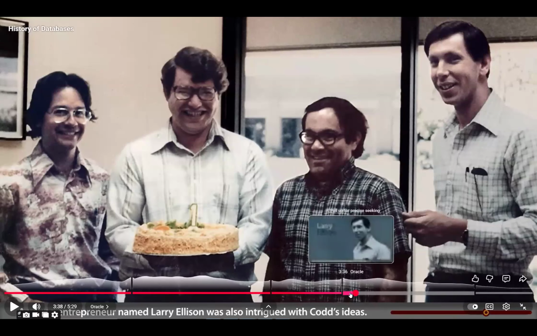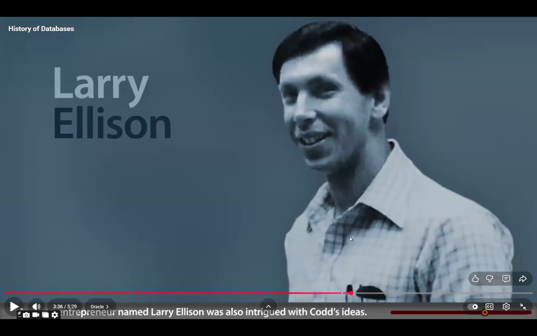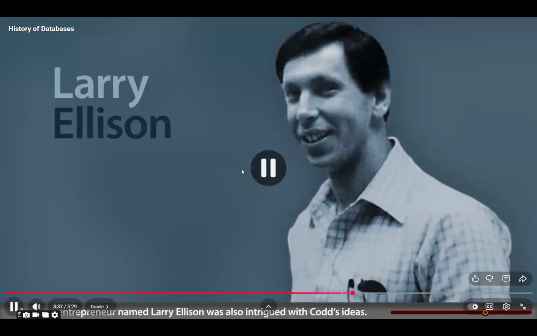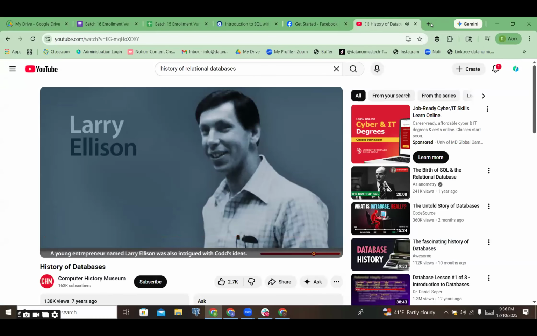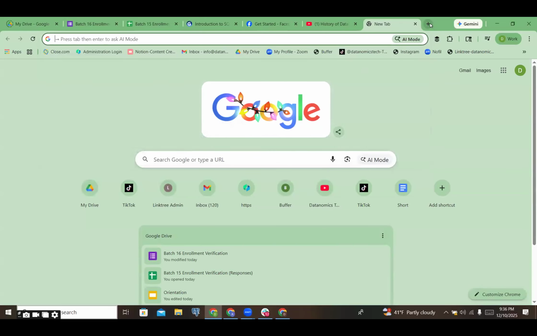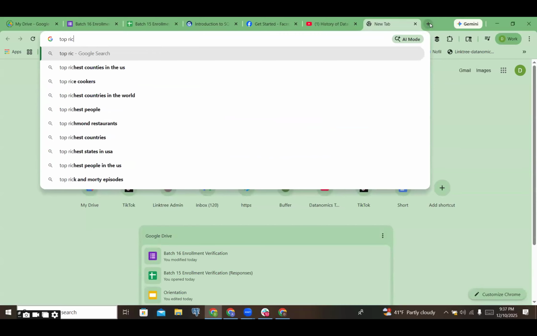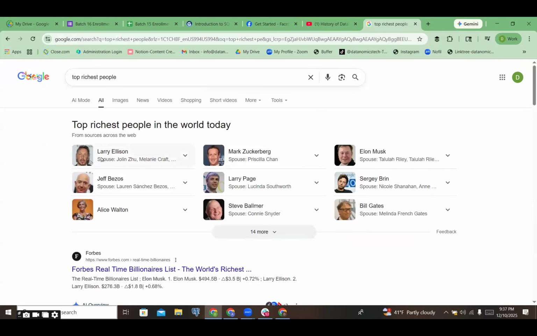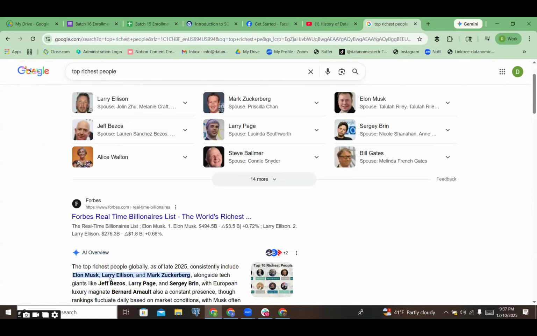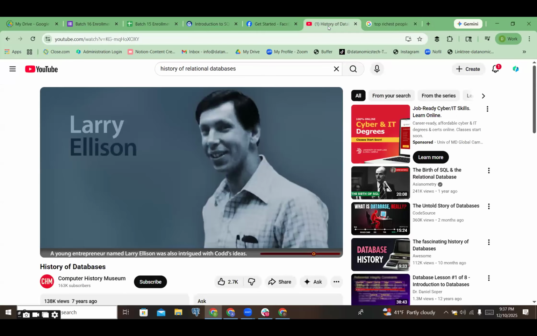Does anyone know this guy? Do you guys know this person? Anyone? You don't know? This is the second richest billionaire right now. Okay, no one knows him. He's one of the low-profile billionaires out there, but he's the second richest person. Larry Ellison is this guy, the person that owns Oracle. So now TikTok is 80% owned by Oracle, by this guy.